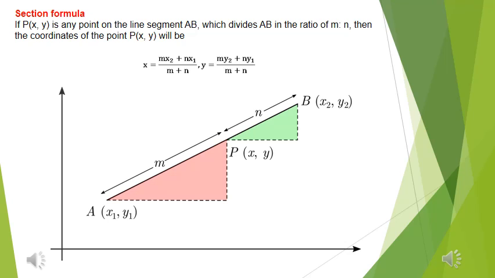So for that, x is equal to m into x2, the x coordinate of B, which we multiply with the ratio m, plus n into the x coordinate of A, that is x1. So x equals (m x2 plus n x1) divided by the sum of the given ratio, that is m plus n. Similarly for y we use (m y2 plus n y1) divided by m plus n. So using this formula you can find the coordinates of the point dividing the given line in the ratio m:n.